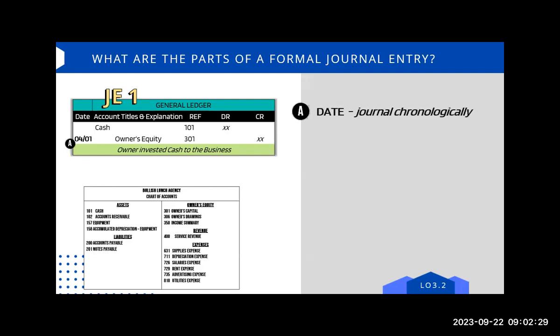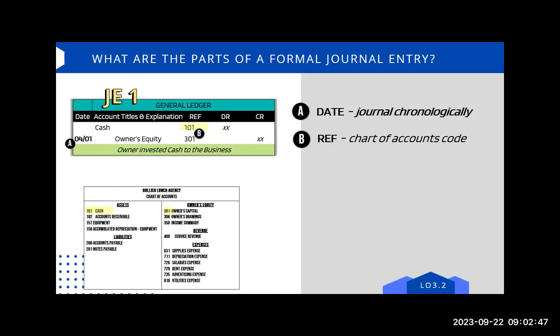So, number 1 is date. So, it has to be journaled chronologically, right? Next would be your reference numbers. So, like what I mentioned, each account has a reference number. So, for Bullish Launch Agency, it's cash 101, owner's equity 301. So, para lang mahanap nyo.